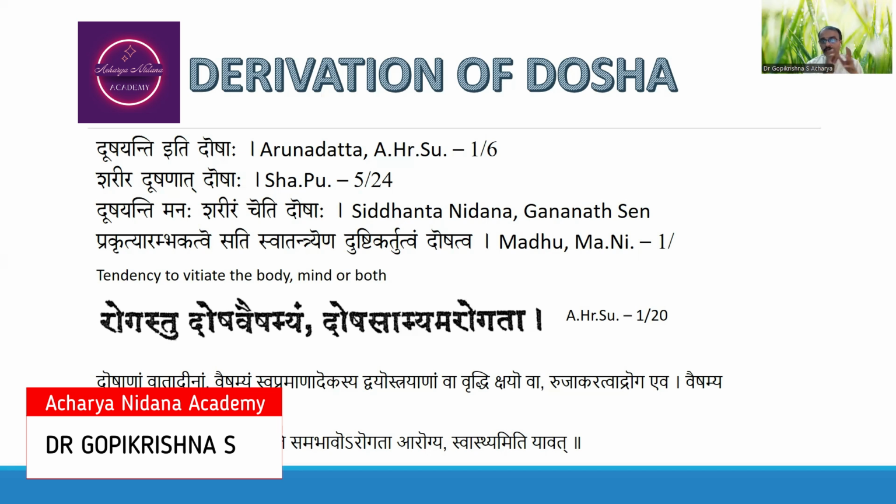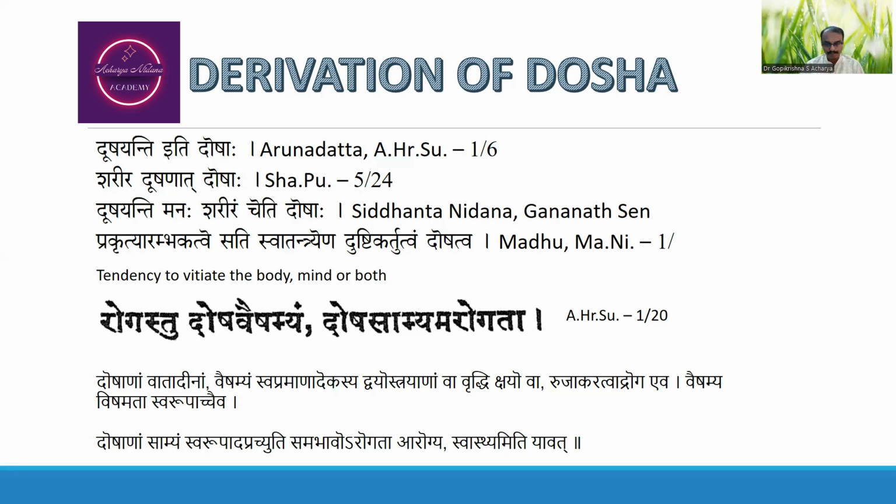So that means if they are not doing their functions at their optimum level, then we say that dushana is happening in the body. The abnormal functioning of this particular dosha is termed as roga. So Ashtanga Hridaya says, rogastu dosha vaishamyam, dosha samyam arogata.